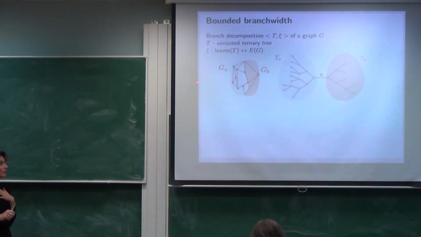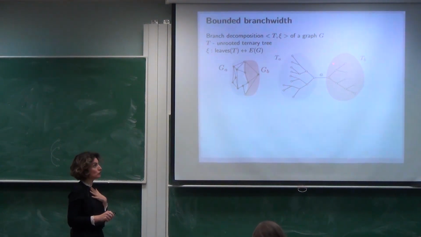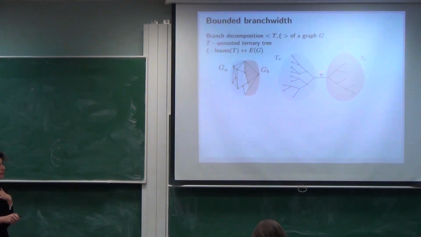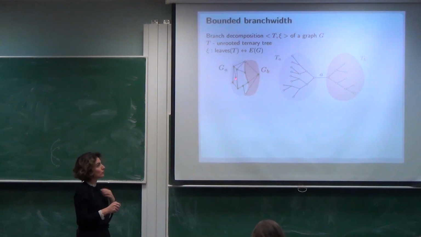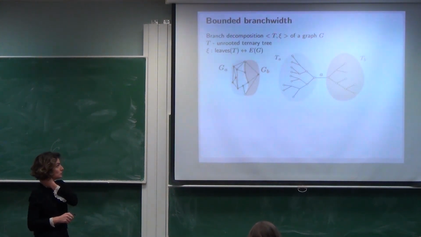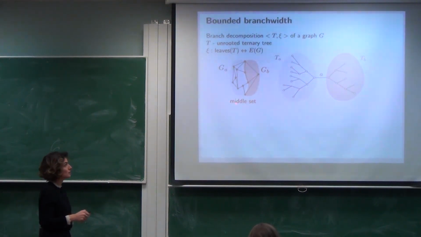Now, I need to introduce some notation. So for every edge of this tree, when I remove it, I get 2 subtrees. Let's say the edge is A, and I get TA, and the remaining vertices are TB. So now the edges of the graph which correspond to these leaves are called GA, and corresponding to those are called GB. And the vertices which lie in the middle, which lie in both, are called a middle set.